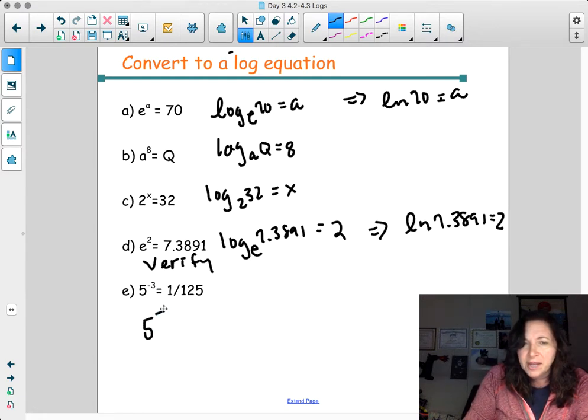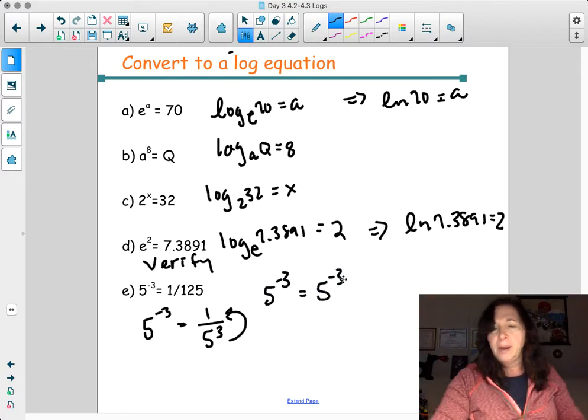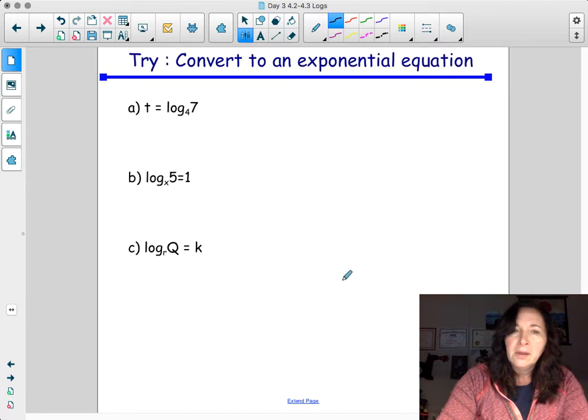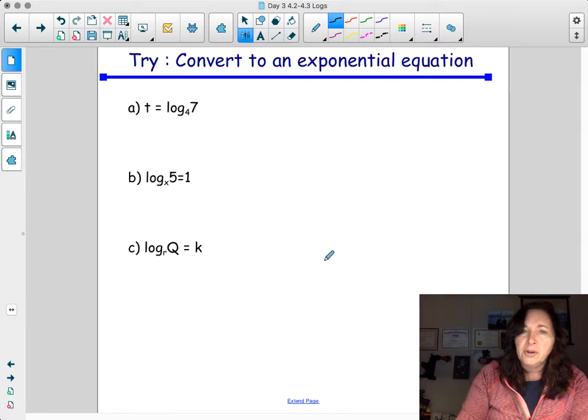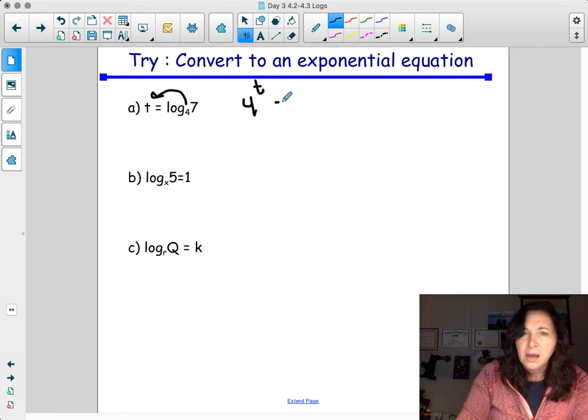For this problem right here, again, there's no x, so we're just verifying that. That's 5 to the negative third power is equal to 1 over 5 to the third power. And when I bring this up to the numerator, I get 5 to the negative third power does in fact equal 5 to the negative third power. For this one, convert to exponential form. So we're going to go base to across the equal sign. So 4 to the t power is equal to 7.